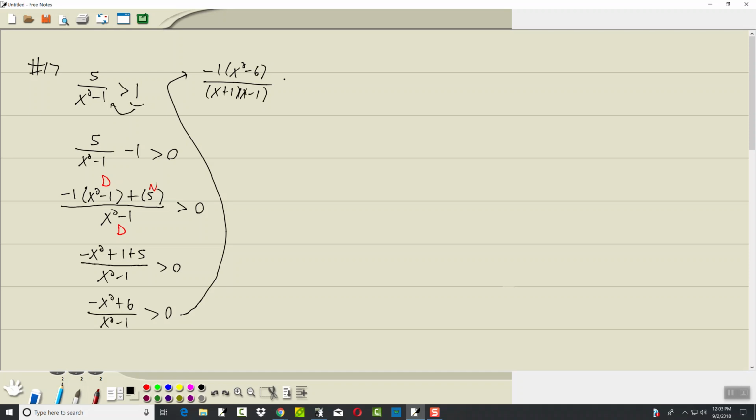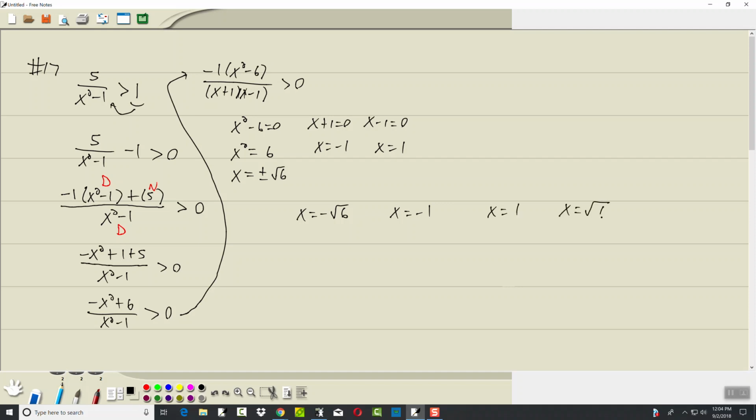I'm going to go ahead and continue with this. Now I don't need to set negative 1 equal to 0, but I'll set the x squared minus 6 equal to 0. I'll set the x plus 1 equal to 0, and I'll set the x minus 1 equal to 0. Now this is a square root property. Take negative 6 over, becomes a positive 6. Drop the squared, put a plus or minus square root on the other side. Here I'll take negative 1 over, and here I'll take a positive 1. So our smallest value is the negative square root of 6. Our next one is negative 1, then x equals 1, and then x equals positive square root of 6.